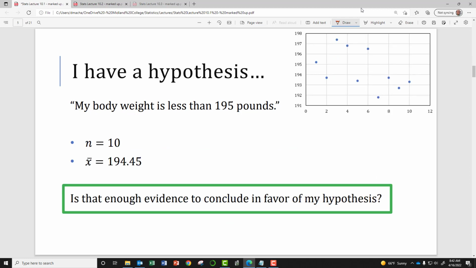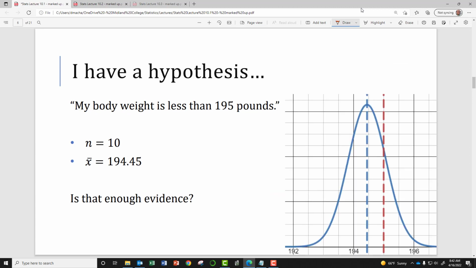So the question that we want to ask in chapters 10 and 11 is this. Is this enough evidence to conclude in favor of my hypothesis? I mean, having taken these measurements, is there enough evidence here to say that my body weight is less than 195 pounds with some certainty?